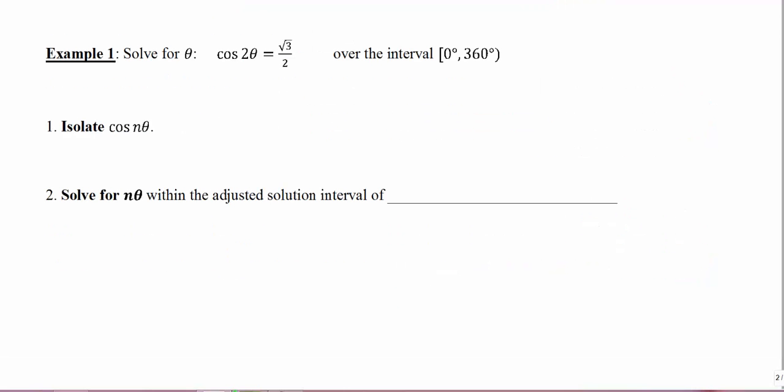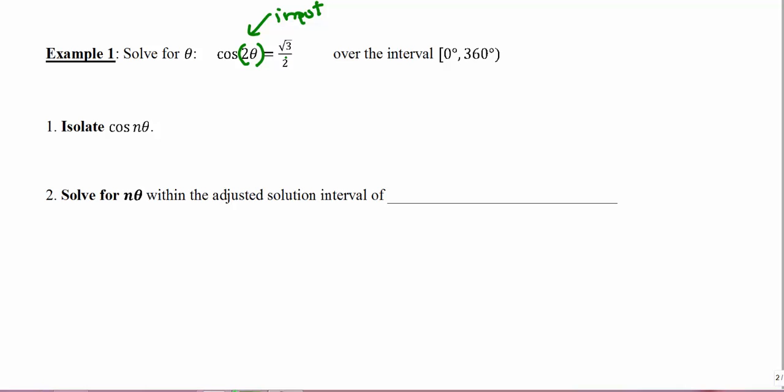For example 1, we are asked to solve for theta in the equation cosine of 2 theta is equal to square root of 3 divided by 2. First, we want to notice that the input angle for cosine is 2 theta. This is our input angle, and we cannot change it by dividing both sides by 2. We just have to deal with this 2 theta.